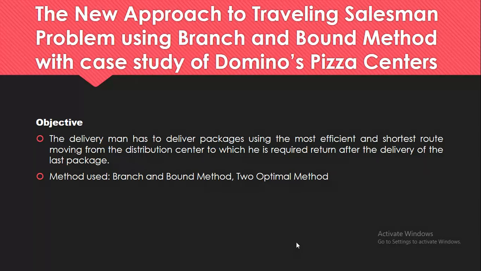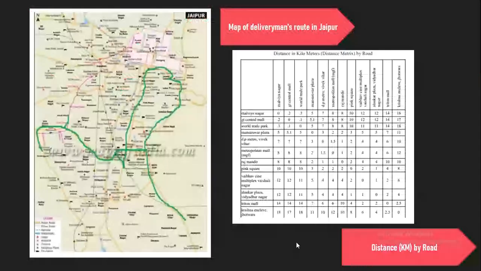The objective of this first paper is that it requires the delivery man to deliver packages using the most efficient and shortest route from the starting point, which is the distribution center, and he has to return back to the starting point after he delivered his last package. This paper uses the branch and bound method and also two optimal methods in order to solve the problem.